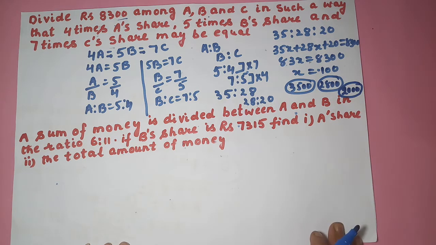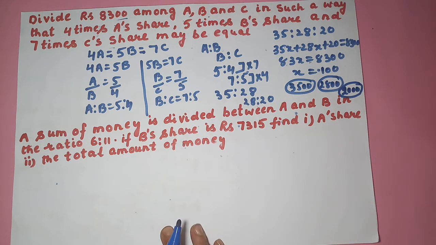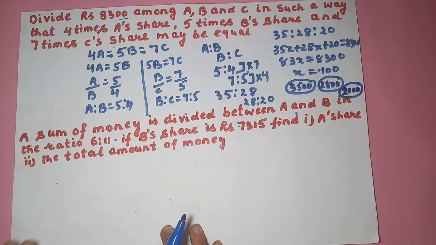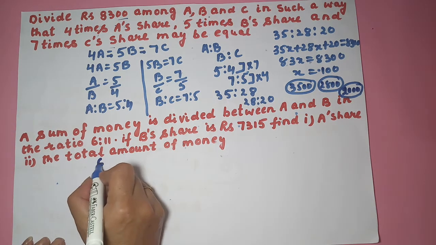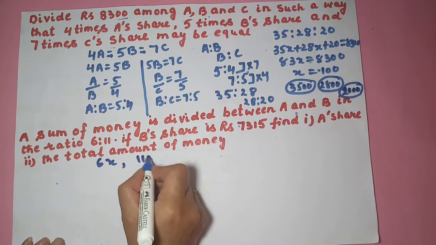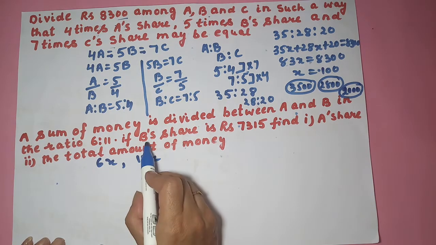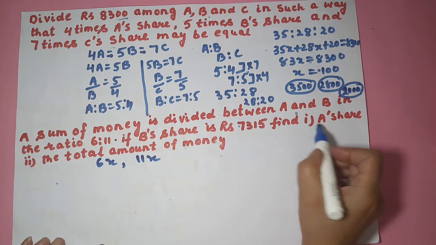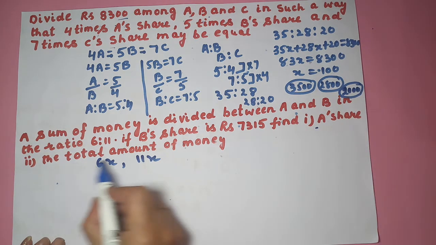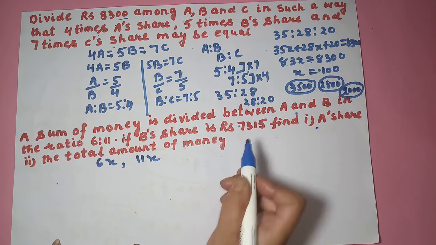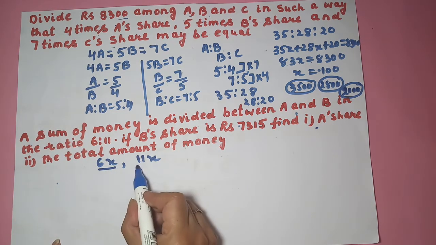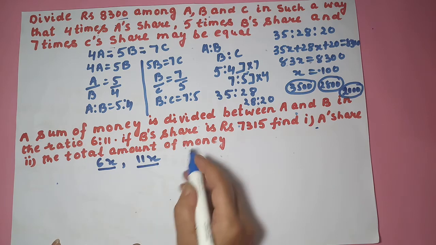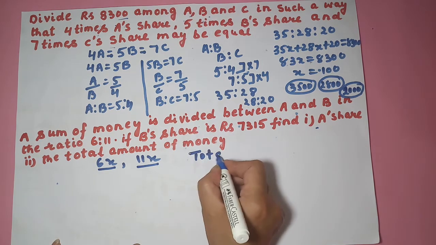Okay. Now the next sum. The next one is saying that a sum of money is divided between A and B in the ratio 6 is to 11. So what are the two parts? The two parts are now 6x and 11x, right? If B's share is 7315, right? Find A's share and the total amount of money. If the entire money is being divided between 6x and 11x, so how much will be my total money?